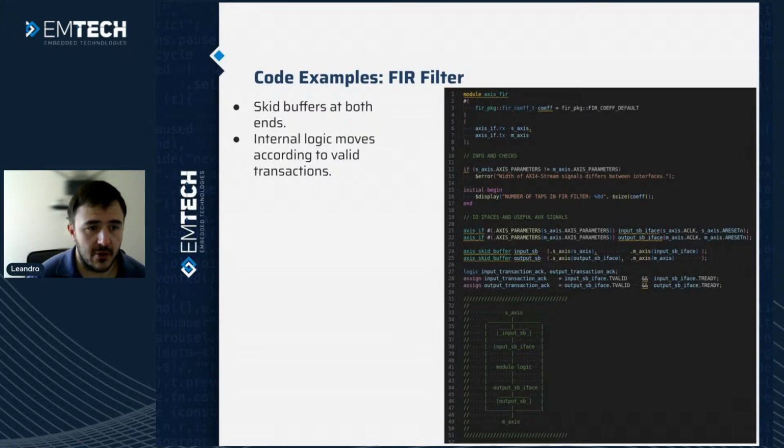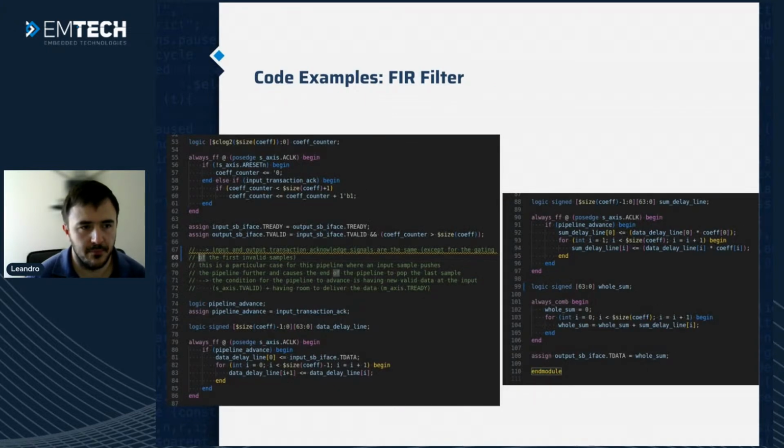Something really important here is the acknowledge of the transactions. It is very useful to have these auxiliary signals that you see in lines 28 and 29. The acknowledge of the input transaction always means valid and ready both asserted at the same time. And the same happens for the output transaction. Then how you connect things depends on what you do inside the module, right? This is what follows in the code.